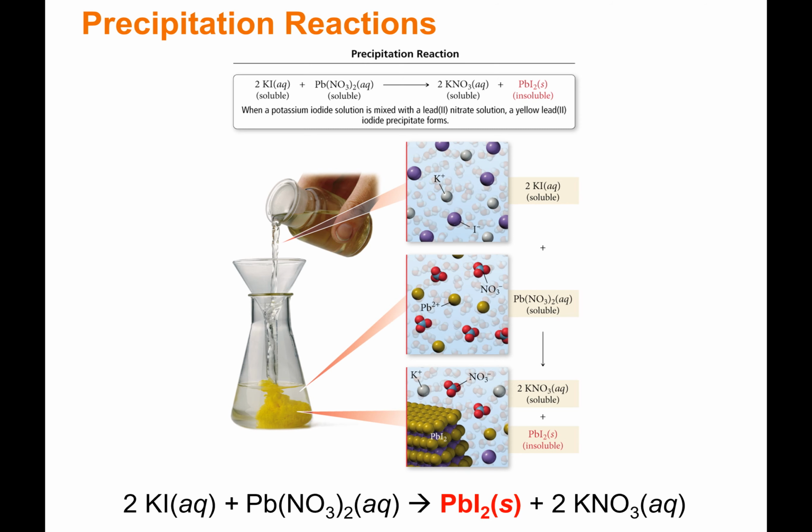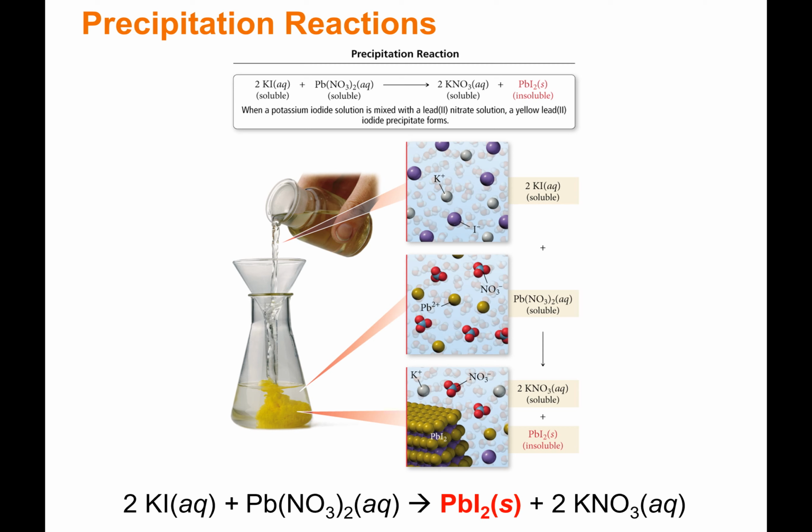Then in the bottom solution, we have lead and nitrate, so Pb 2 plus and nitrate minus 1. And again, those are happy to be in solution as long as there's nothing else around. But once we combine the two, once we pour this solution into the other, notice what ends up happening. We end up forming this yellow cloud of solid.